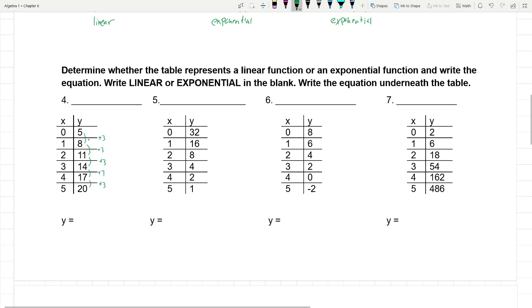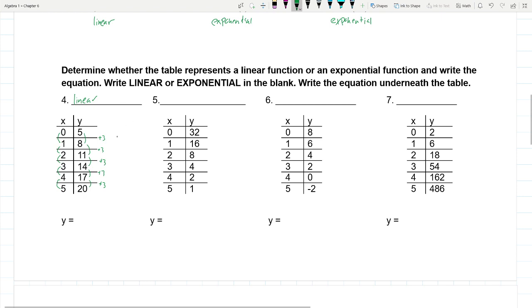It's not quite enough to just look at the y's. We also want to check the x's and make sure that the x's are increasing by the same amount each time as well. So 0 to 1, that's 1. 1 to 2, that's 1. 2 to 3, 3 to 4, 4 to 5. Yeah, that increases by 1 each time. So because we increase by addition or subtraction by the same amount each time, that makes this linear.